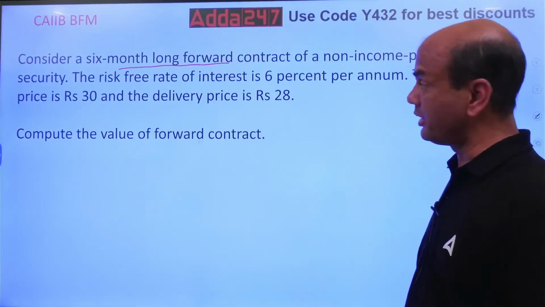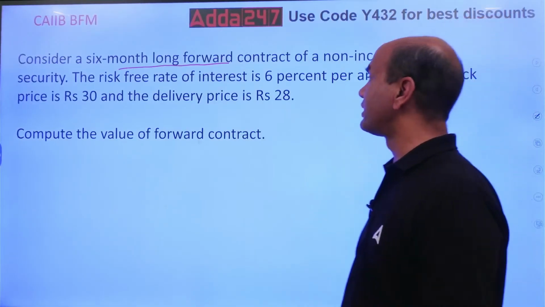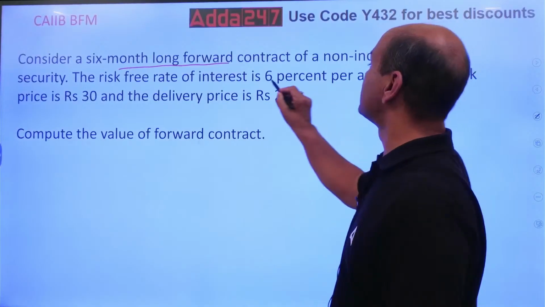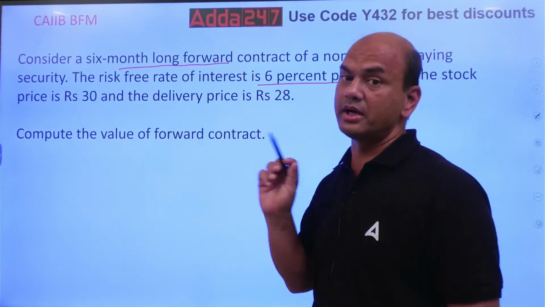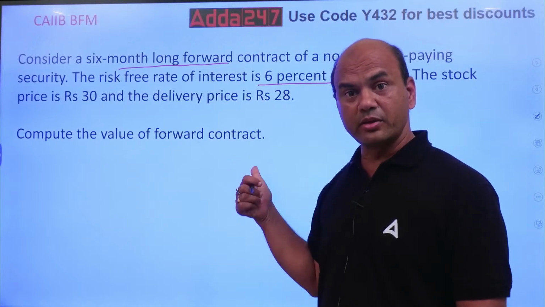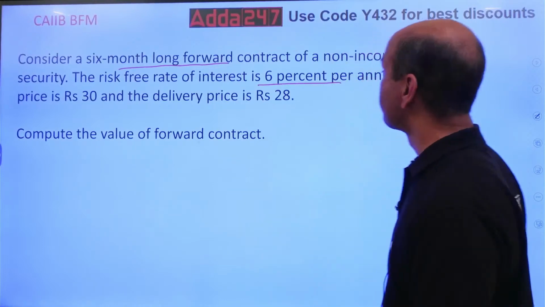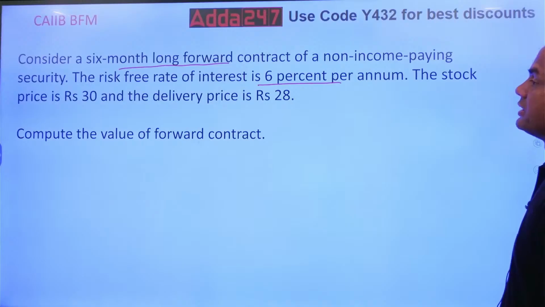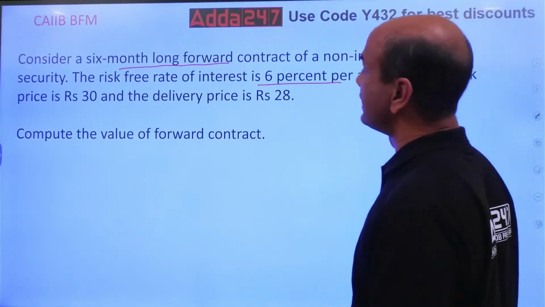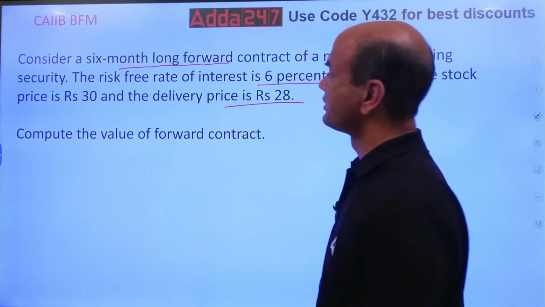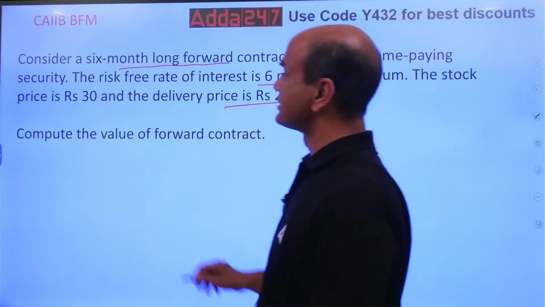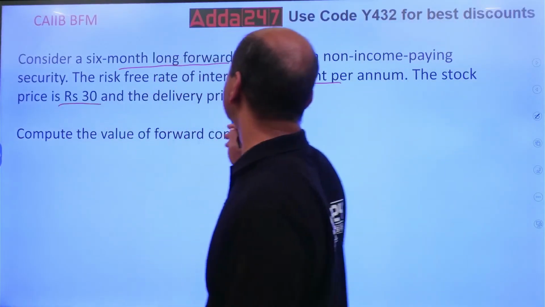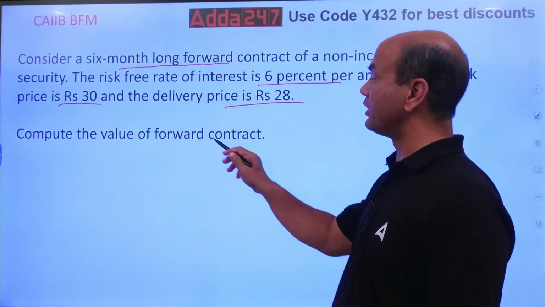Non-income paying. Okay. The risk-free interest rate is 6% per annum. It's a sure shot question in your exam. Kindly note, sure shot. It's there in your book also. 6% per annum. The stock price is 30 and the delivery price is 28. So stock price is 30 and delivery price is 28. Calculate the value of the forward contract.